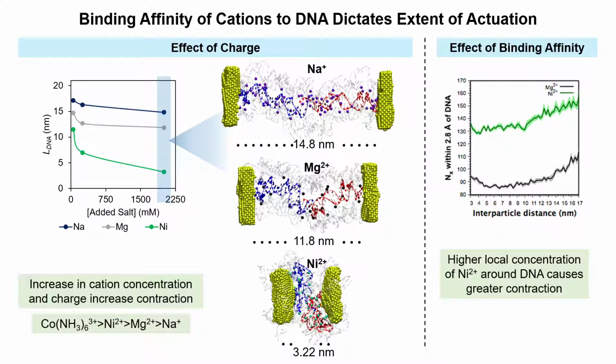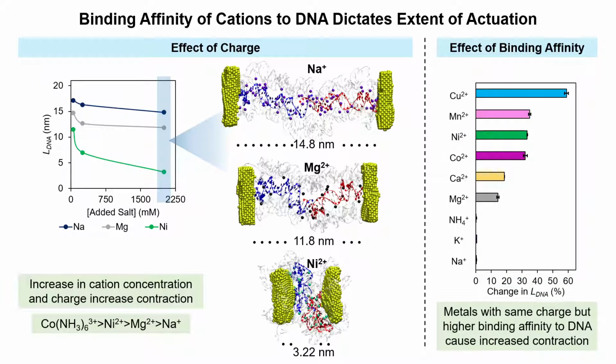So to test this hypothesis, we looked at different metals with different binding affinities, and what we found is indeed metals with higher binding affinities to DNA induce a greater extent of contraction.